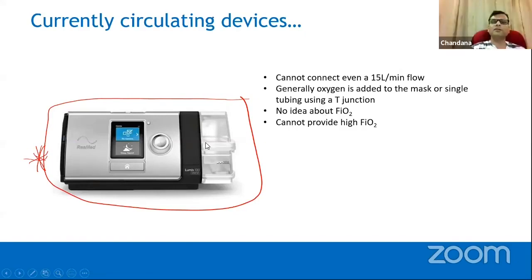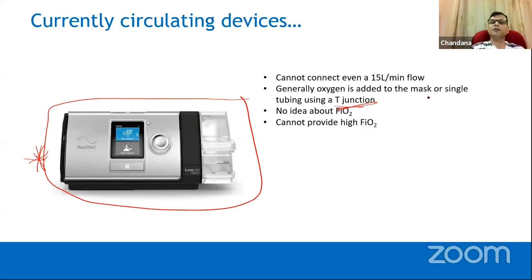I don't recommend giving oxygen through a face mask, because that is not an ideal situation and you don't know what FiO2 the patient gets. You can't have a high FiO2 with that. So make sure you try to avoid this device. There are various methods of having a T junction and attaching oxygen. That is possible. If you have this device, try to do that one.